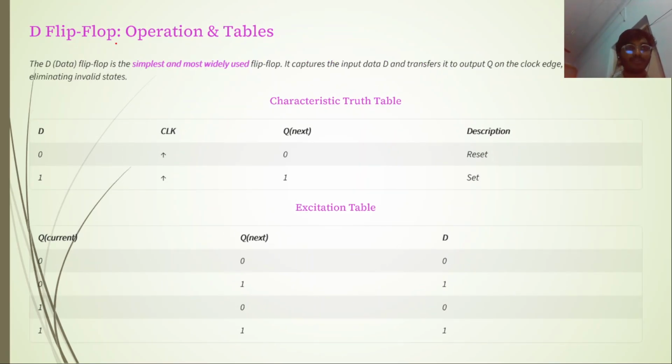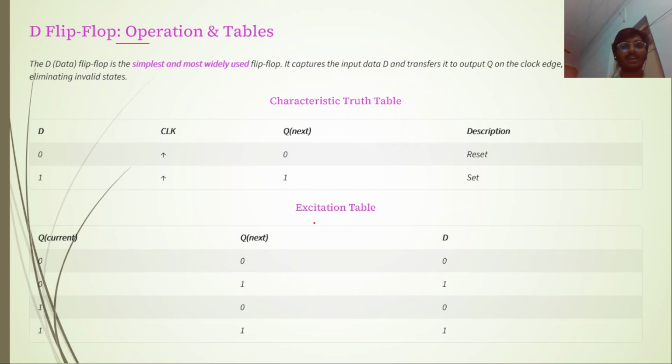D flip-flop operations. The D means data. The data flip-flop is the simplest and most widely used flip-flop. It captures the input data and transfers it to output Q on the clock edge, completely eliminating invalid states. In the characteristic truth table, if D is 0, the next state is 0, which means reset. If D is 1, the next state is 1, which means set.